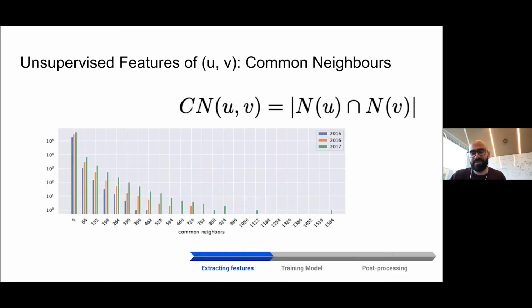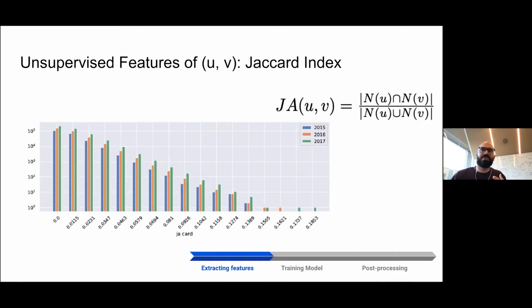Also, the common neighbors, which is self-explanatory, it's just the number of neighbors that are in the intersection between two nodes. Also, the Jaccard index, we include that in our base features, which is just the number of common neighbors divided by the union of the neighbors. And we can see the distribution of this Jaccard index in different years. I just want to point out that the distribution is changing a lot, so models will have a hard time generalizing.